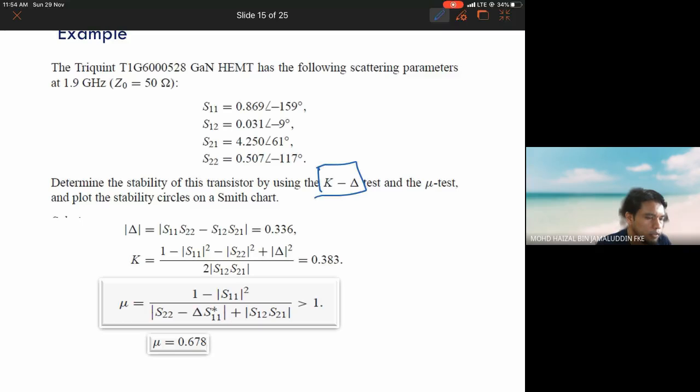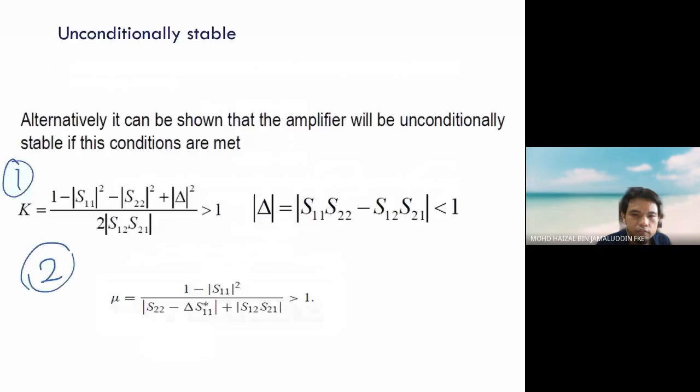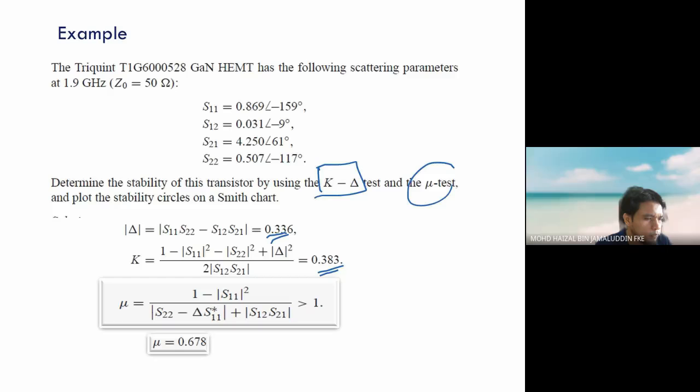Here, delta is equivalent to 0.336 and K is 0.383. So what happened here? Does it meet the requirement? Let's see. K is less than 1, so it's not meeting the requirement. Delta is less than 1. So it is conditionally stable. This is a case of conditional stability.